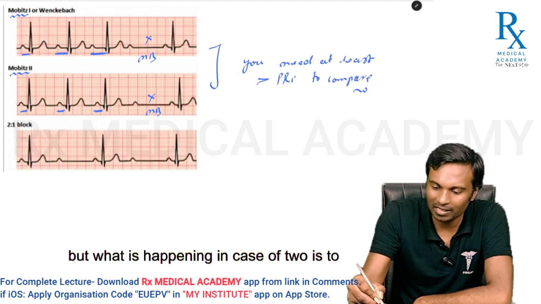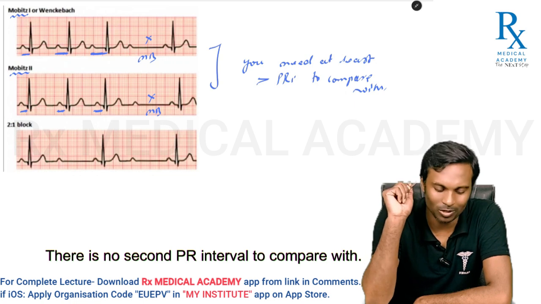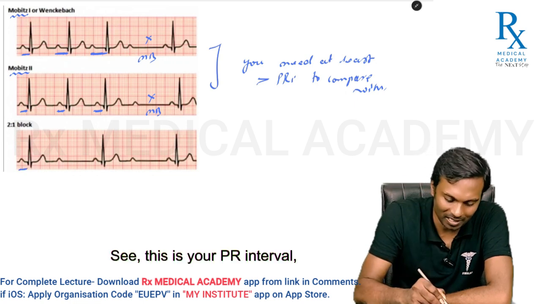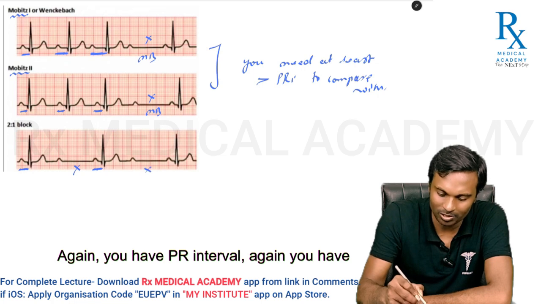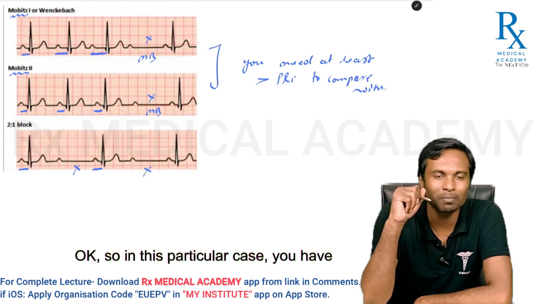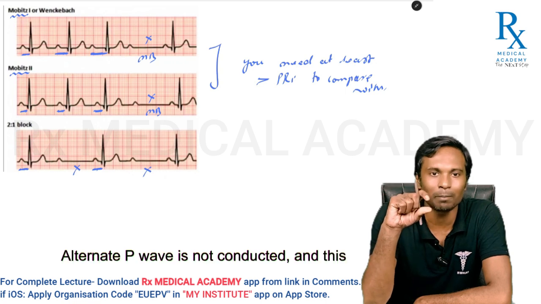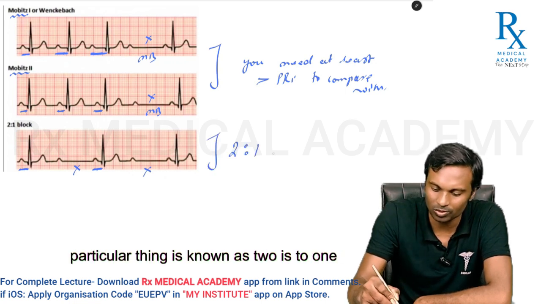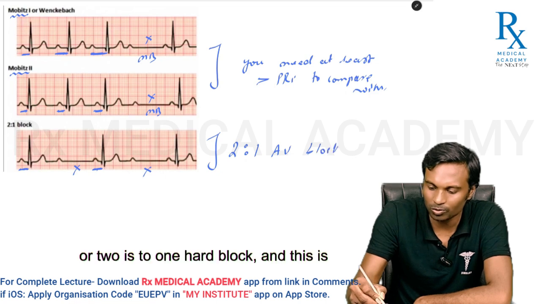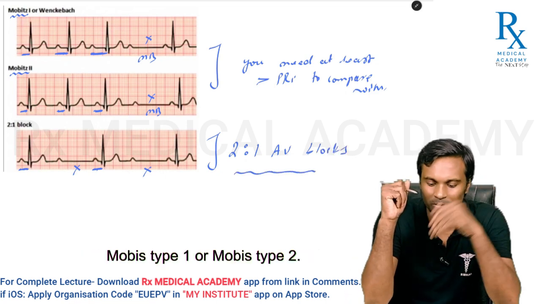But what is happening in case of 2:1 heart block? There is no second PR interval to compare with. See, this is your PR interval and then you have a missed beat. Again, you have PR interval, again you have a missed beat. So in this particular case, you have alternating missed beats. Alternate P wave is not conducted and this is known as 2:1 AV block or 2:1 heart block, and this is different from Mobitz type 1 or Mobitz type 2.